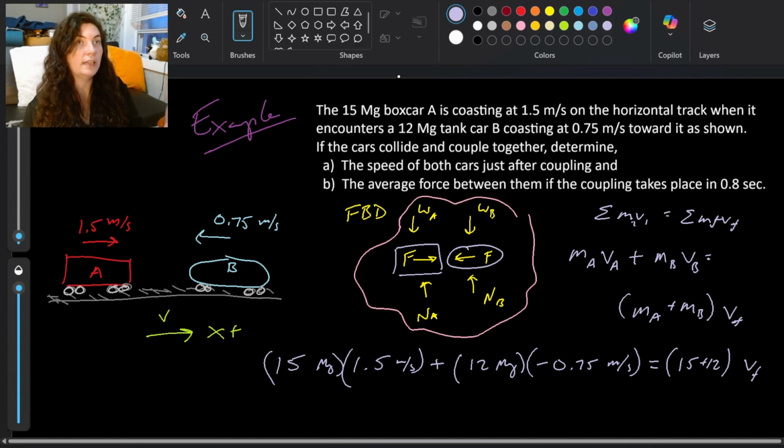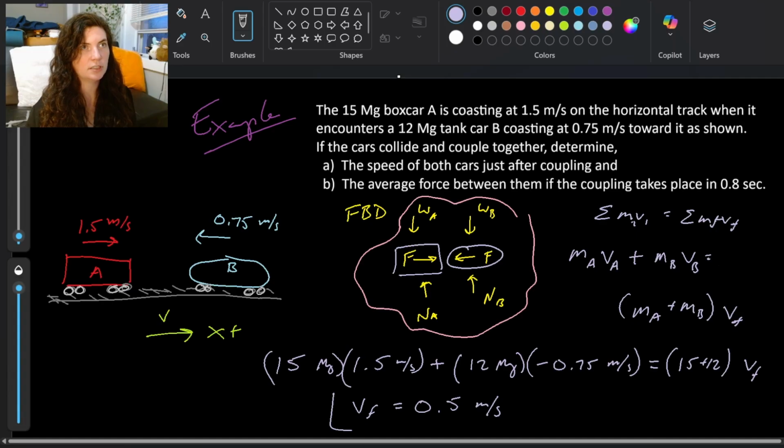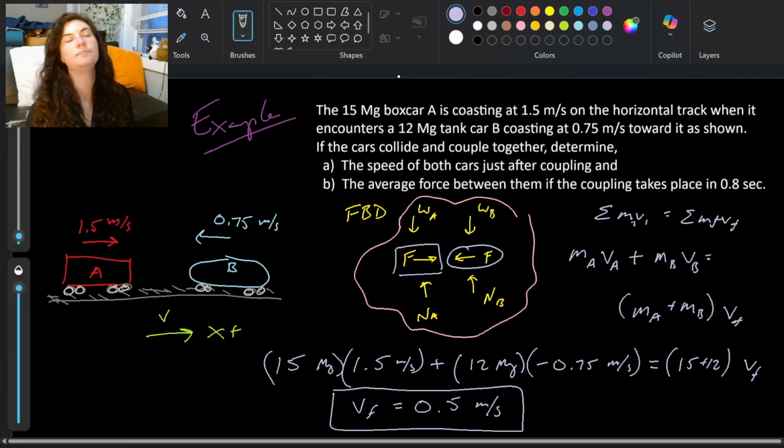And this was really helpful, saved us a lot of steps to use conservation of momentum, because the only unknown in this equation is that final velocity. So if I punch all of that into my calculator, I'm going to get a final velocity for both of those together as 0.5 meters per second. The speed after they crash into each other, and I got a positive answer, which means we were correct. It is moving to the right. If we had gotten a negative answer, it just would have meant that we were moving to the left instead.